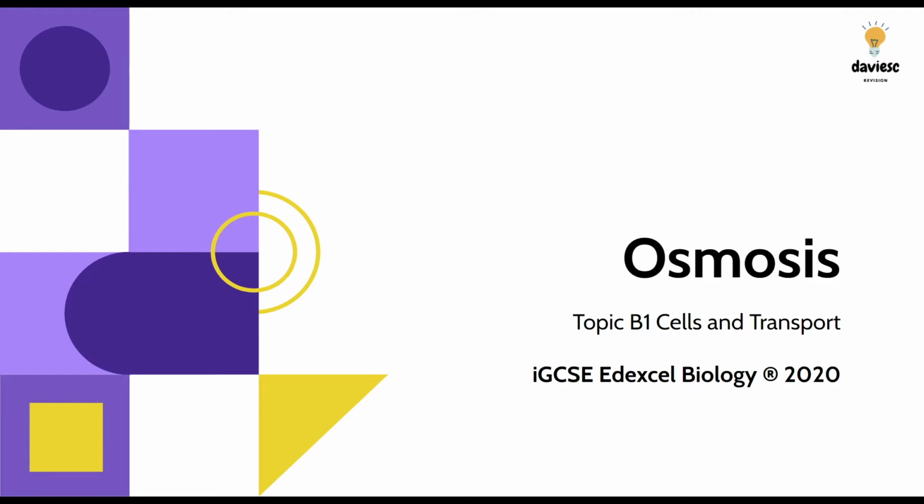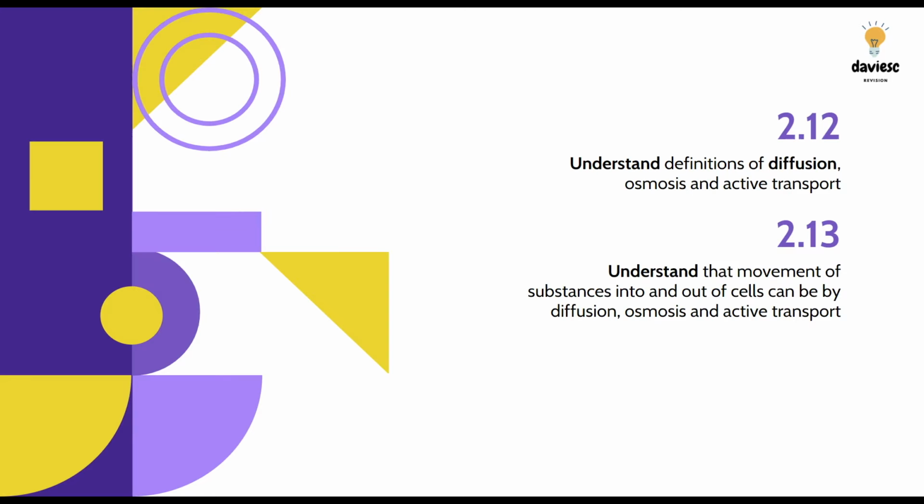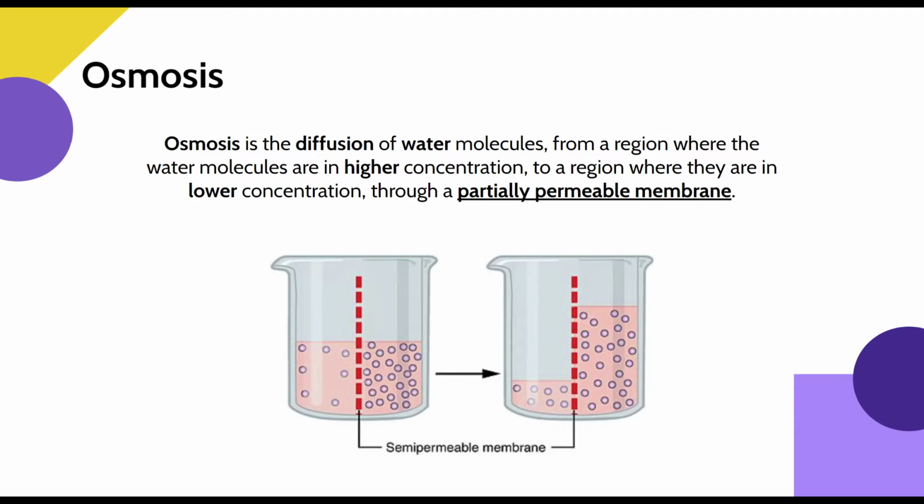So the second type of cell transport that you need to know about is osmosis. This covers the definitions of osmosis and also knowing that it's movement of a substance into and out of a cell. You need to know the definition again.